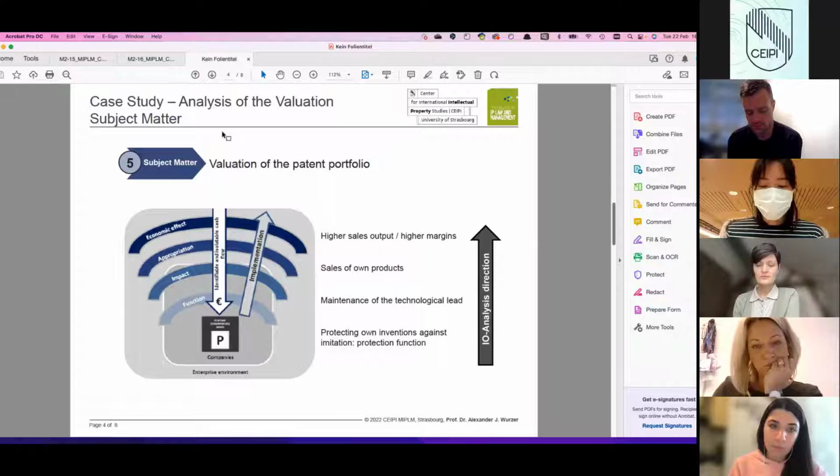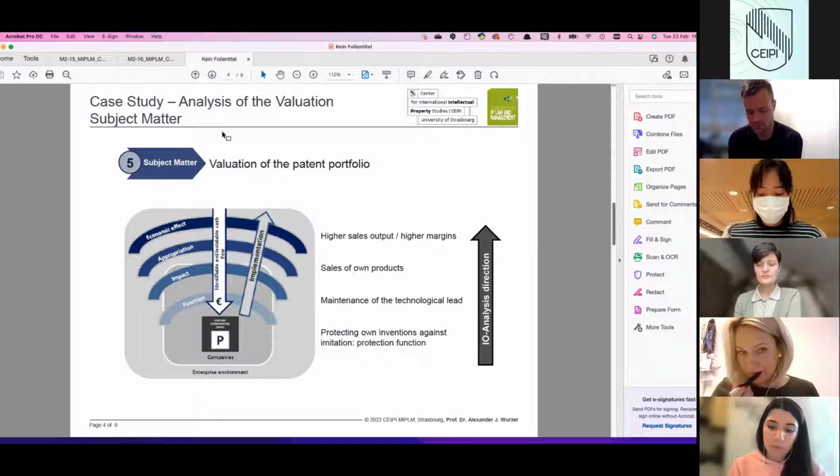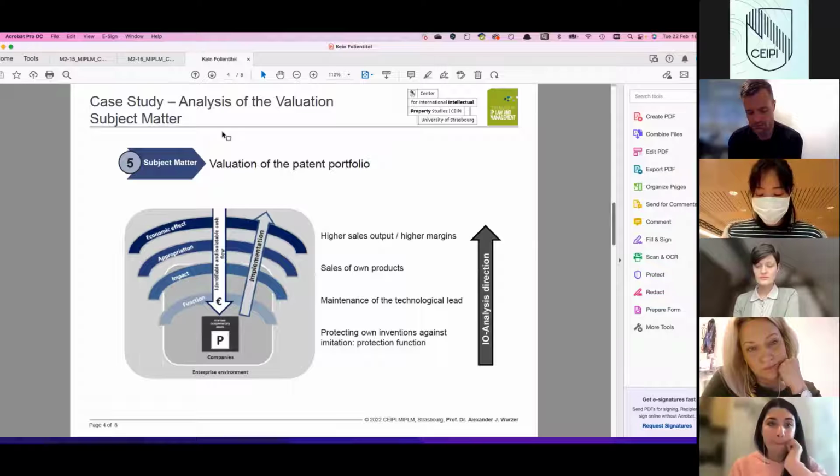Thanks to this patent portfolio, Schneider maintains its technological lead. Schneider management believes that due to the extent of these patents, no competitor has been able to develop a device of the same quality or precision, despite the high demand for horizontal drilling machines.